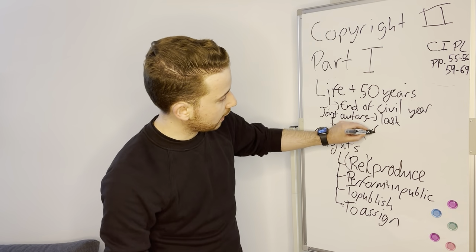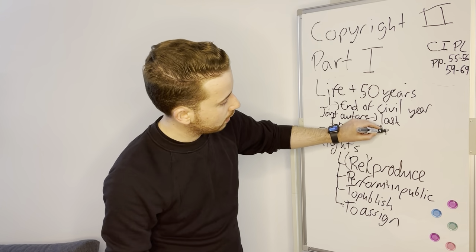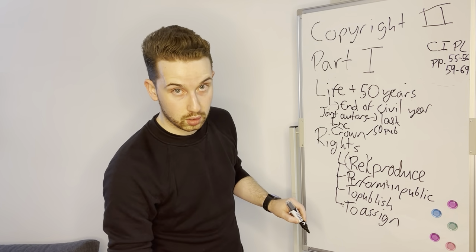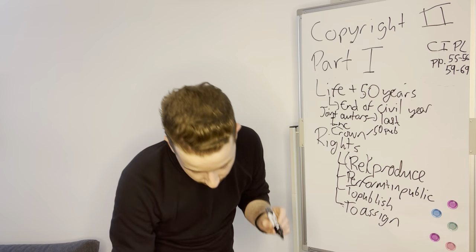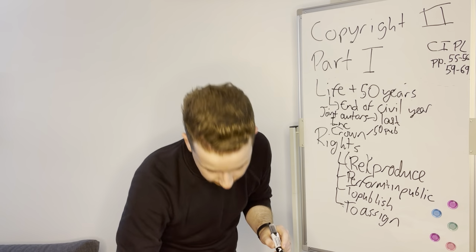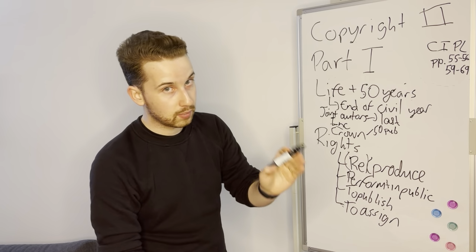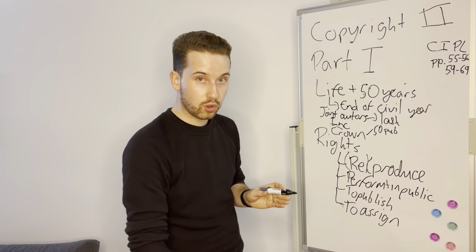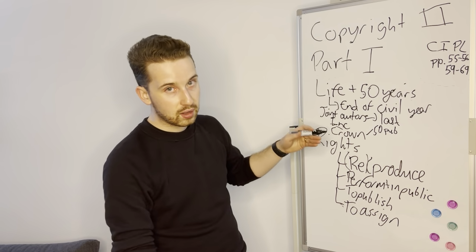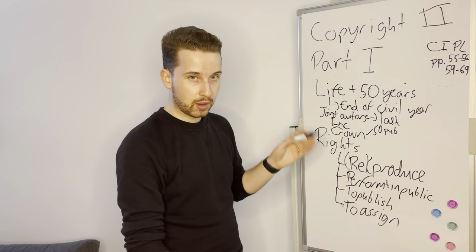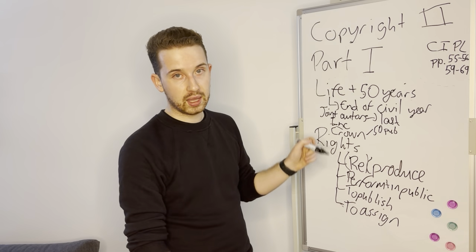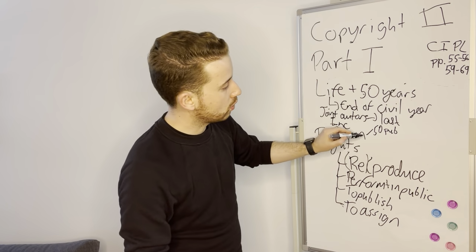So there's two things. It's either 50 from publication, right? So from the date the work is published. Again, if it's published in June, it means December 31st, sorry, so from the end of that year plus 50 years. If it's published in April, December 31st that year plus 50 years.